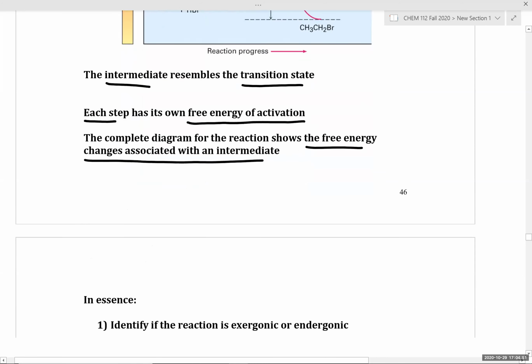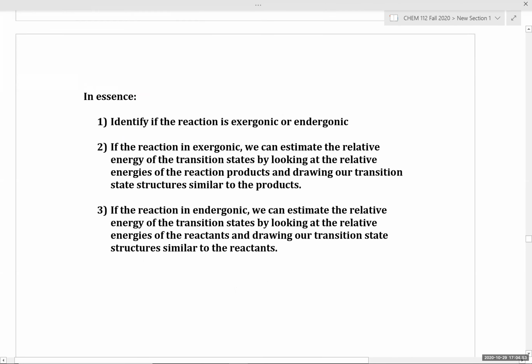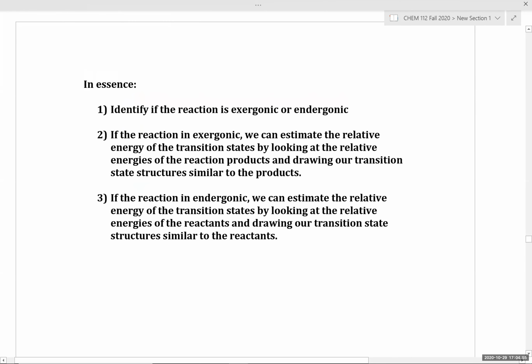Okay, perfect. So just as a general rule, when we're analyzing reactions, first thing we have to do is to classify whether the reaction is exergonic or endergonic. And you're going to repeat this process for each step.